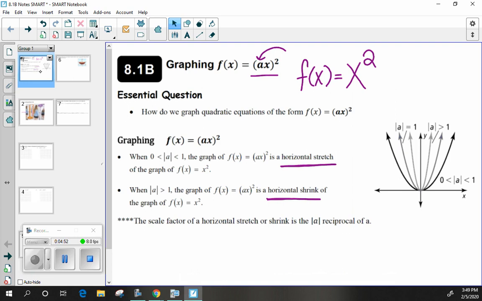When the absolute value of a is larger than 0 but smaller than 1, so maybe a fraction or a decimal, the graph of f of x equals a times x, quantity squared, is a horizontal stretch. Remember, that means we're going to take this graph and stretch it like this. What that's going to do is push all of these values down, meaning that graph gets a lot wider.